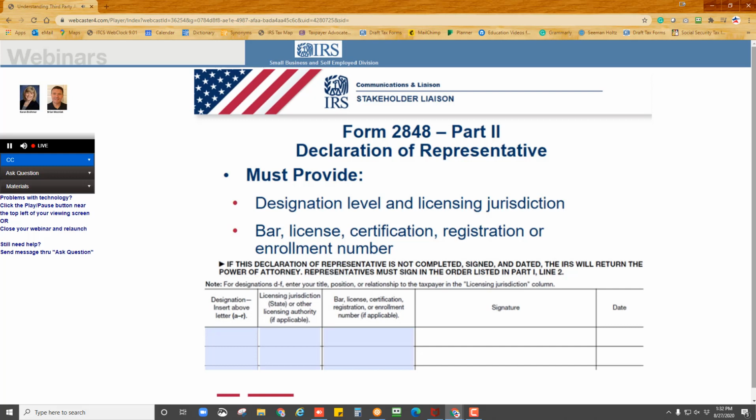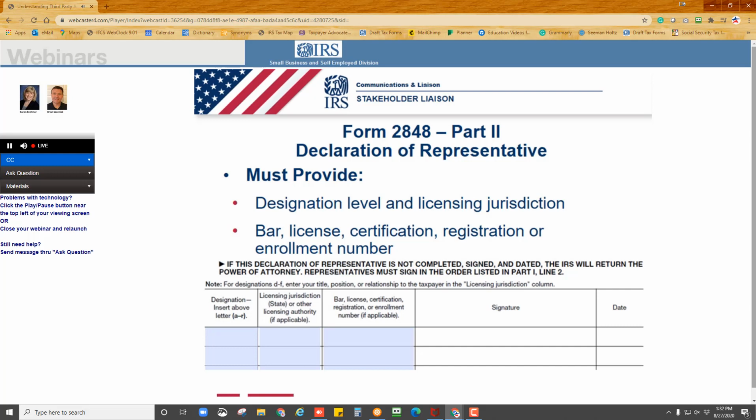For licensing jurisdiction, enter the state where you're admitted to practice or where you're licensed to practice. Here's a trivia question. If you are an enrolled agent, do you know what to enter for licensing jurisdiction? You enter IRS, since the IRS manages the enrolled agent program. In the third column, you're going to enter your bar number, license number, or enrollment card number.